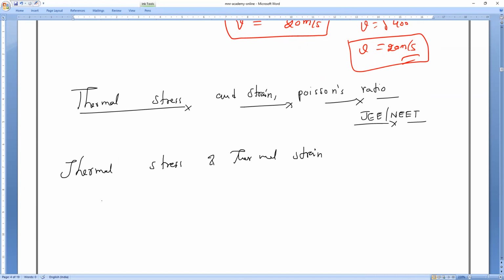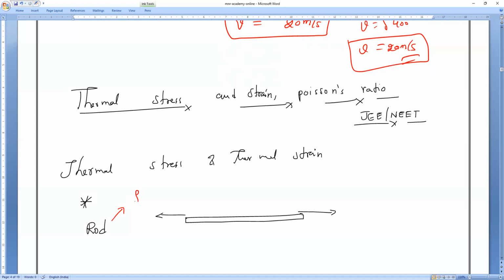One is free to deform in any direction. That is the first system. I'm taking a rod, for example. The ends of the rod are not attached to anything, in the sense that free ends are present. It can extend this side and this side when we are heating. That is what we call free to deform in any direction.